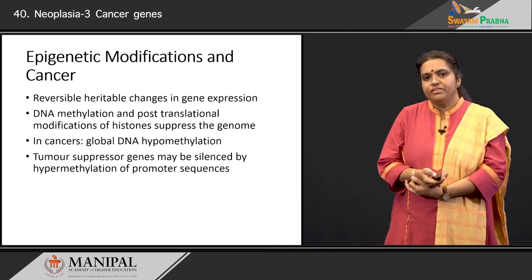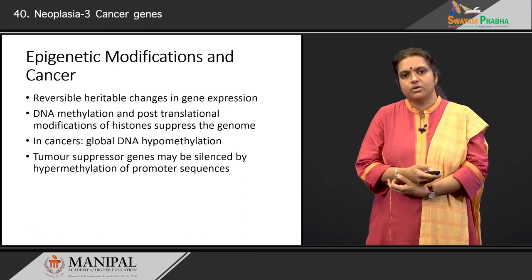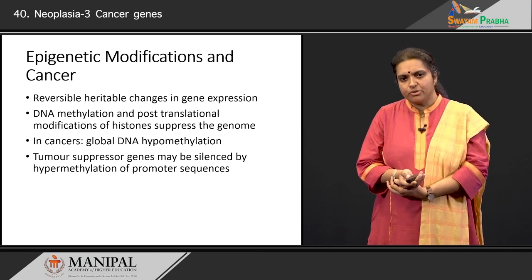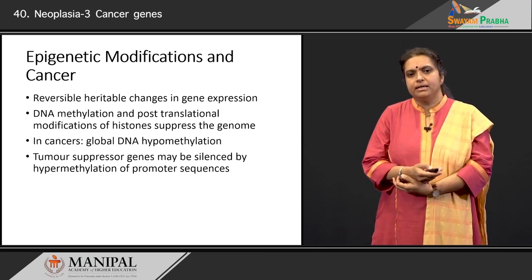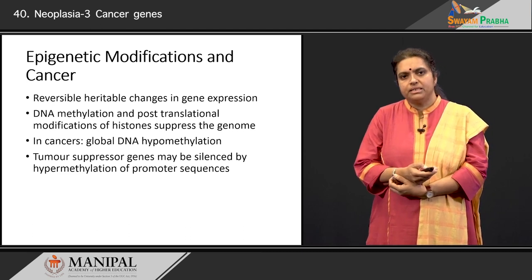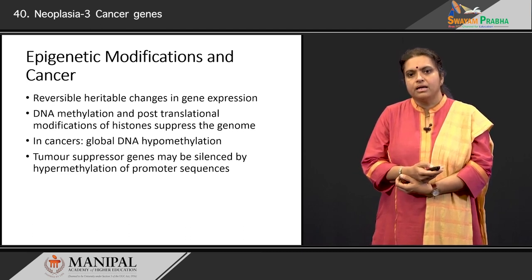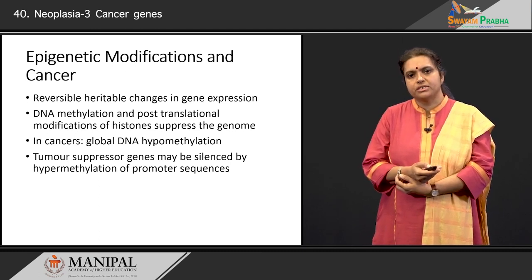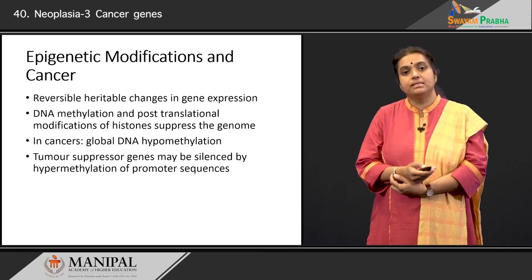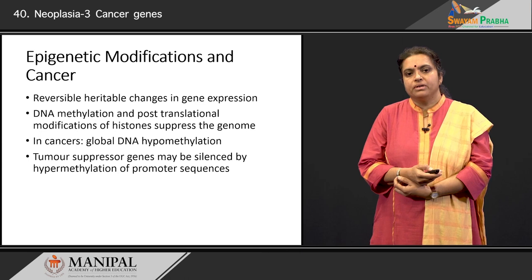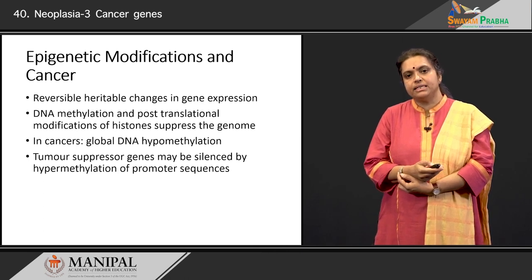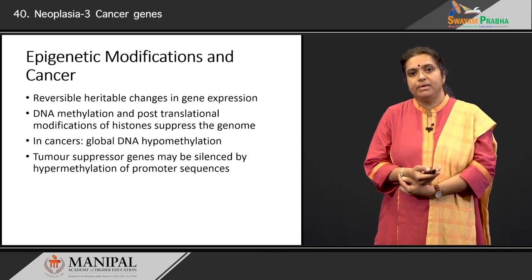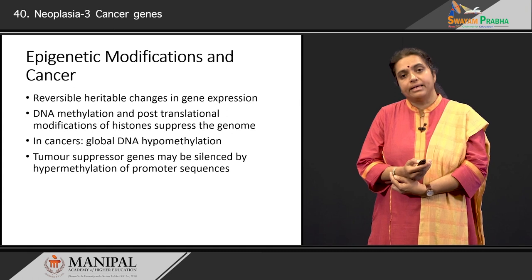The last modification that can occur in cancers is what are known as epigenetic modifications. Now, what are these epigenetic modifications? Normally, there is a large part of the genome that is the non-coding region, and these are all suppressed due to DNA methylation and post-translational modifications of histones. This is in a normal cell. Now, in cancers, we generally see that there is a global DNA hypomethylation. So, there is less methylation of these regions in cancer cells.